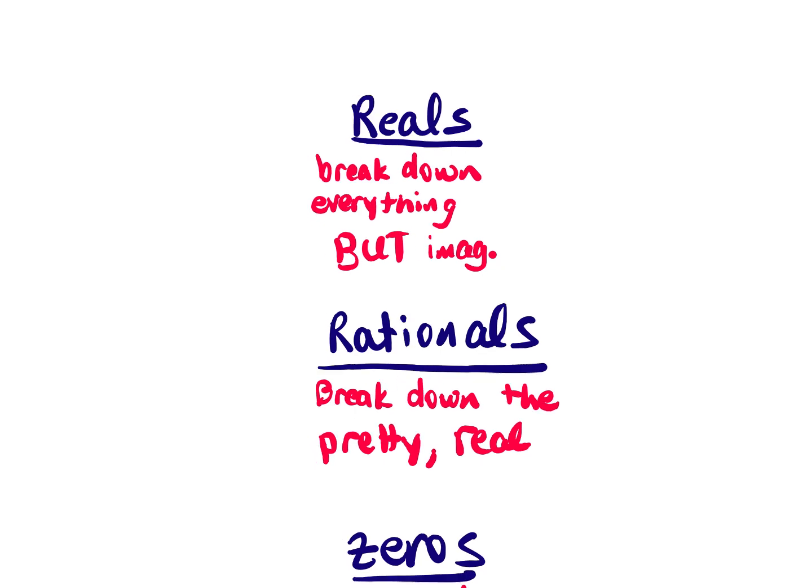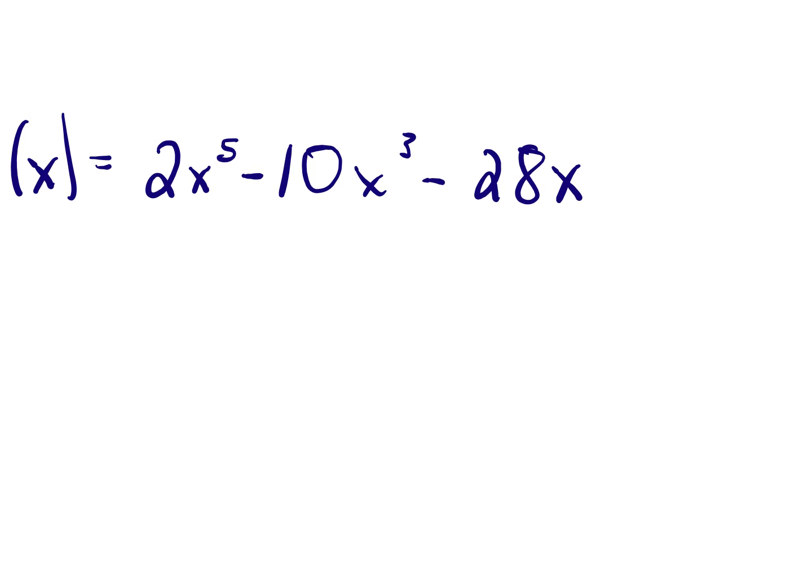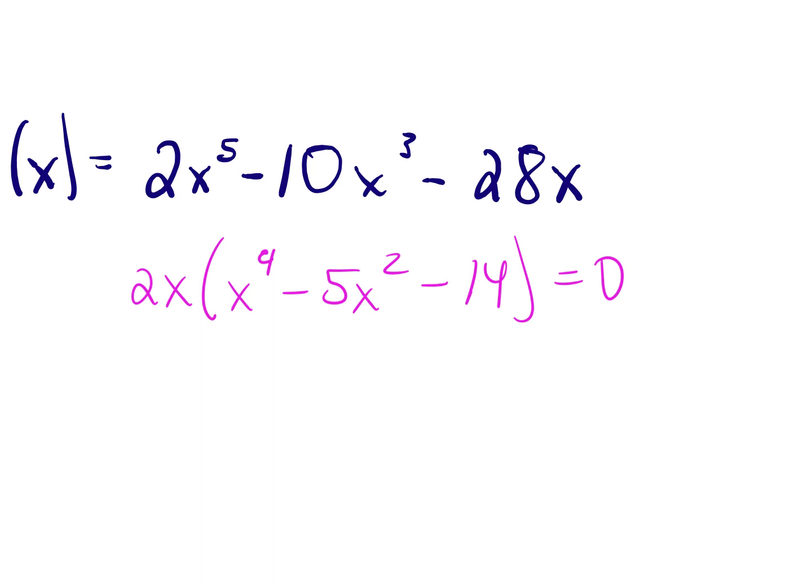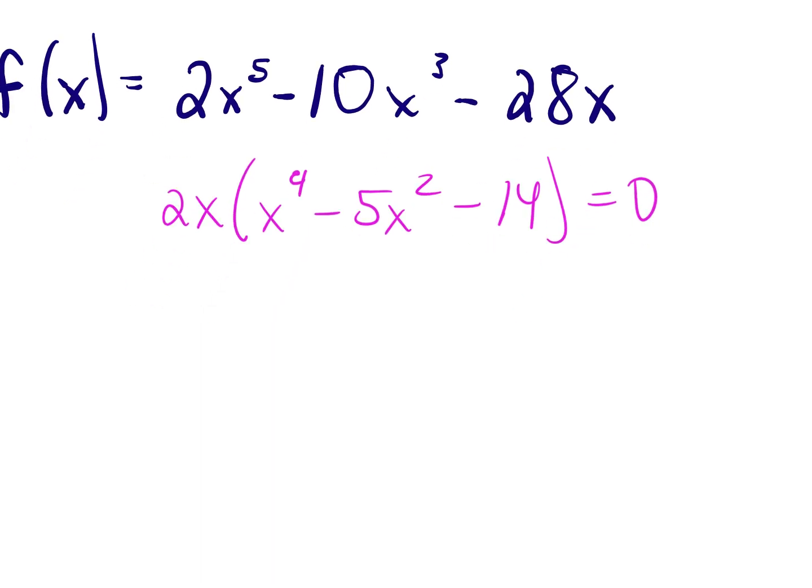So when you have a question like this, and all of them will factor, I promise, the first thing you do is factor this. What do we have in common here with 2x to the 5th, negative 10x cubed, and minus 28x? 2x, okay? If I bring out that 2x, I'm left with x to the 4th minus 5x squared minus 14, correct? Equals 0.